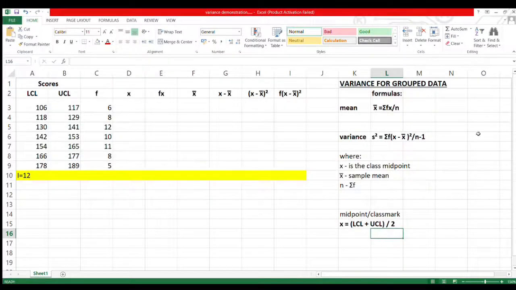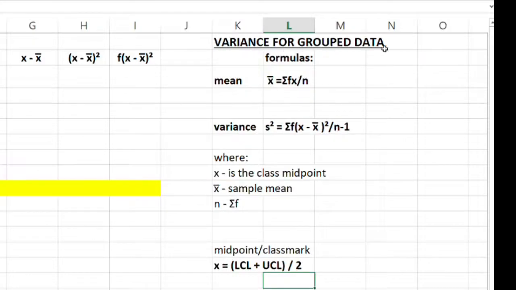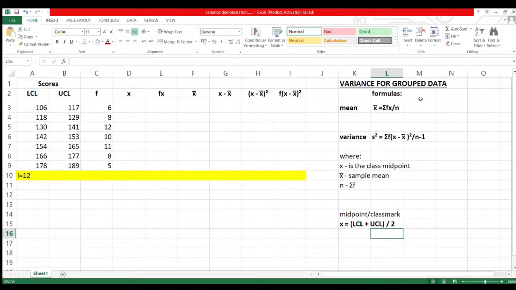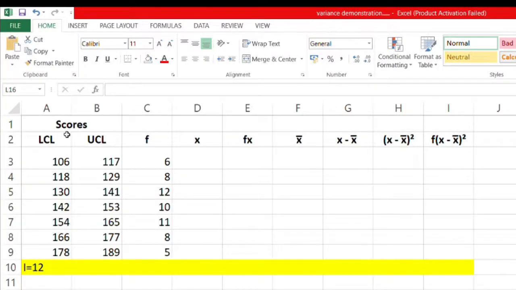Hello everyone! Today we will be discussing variance for group data. We'll be using Excel for the computation. As we can see in the table, we have the scores, the lower class limit and the upper class limit, and these scores have an interval of 12. We also have the given frequency here.